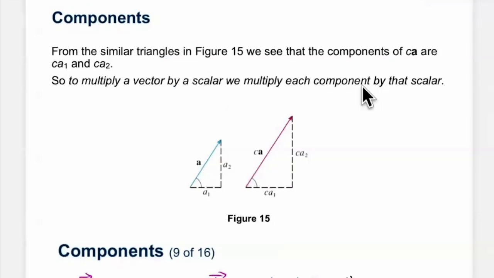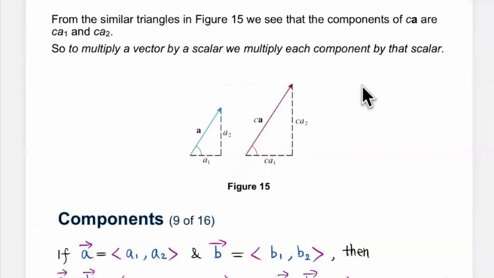These two are similar triangles, right? So if you scale the vector A and multiply it by C, you get a scalar multiple of A, this vector. So start with vector A, and then multiply by C, you get this. It's the same as multiplying each component by C: multiply A1 by C, multiply A2 by C, same thing.